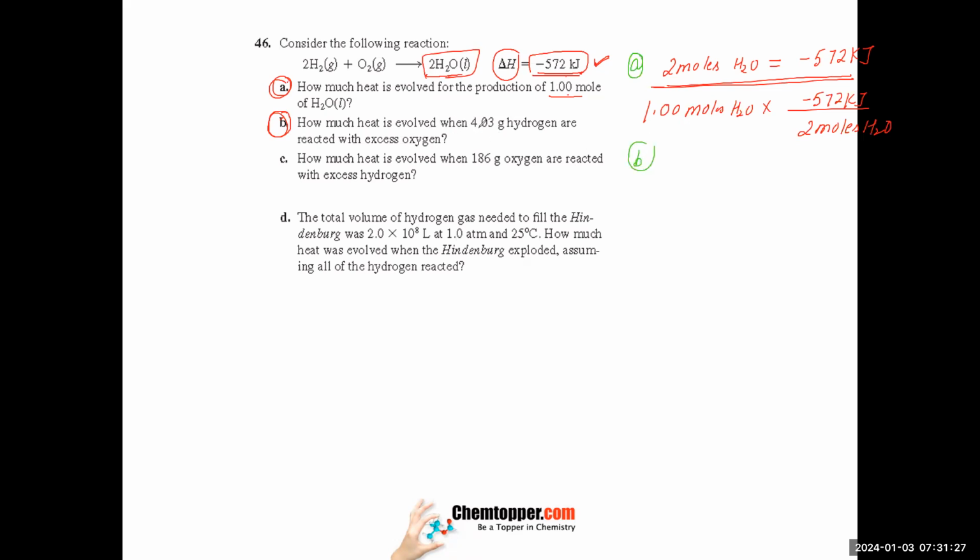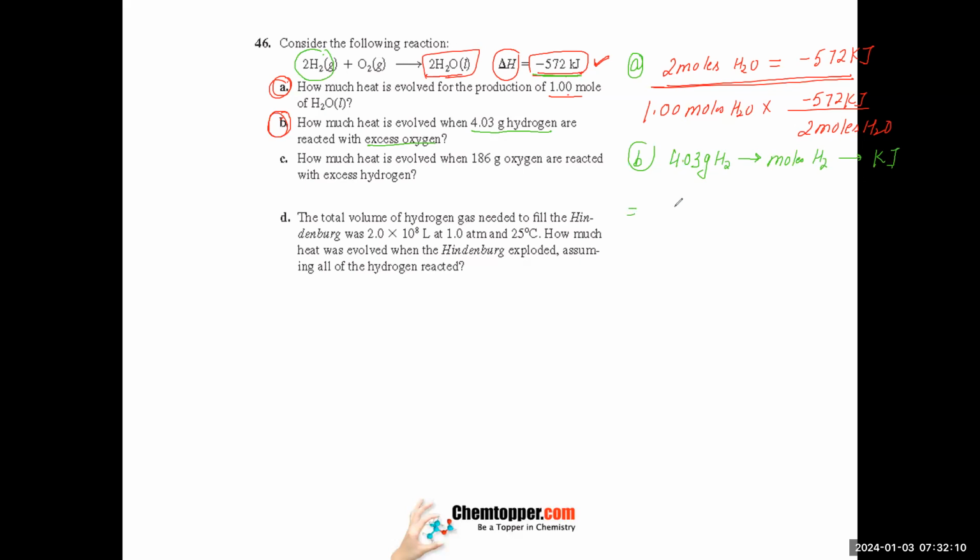How much heat is evolved when 4.03 grams of hydrogen reacted with excess of oxygen? So it's not a limiting reactant question, right? So you start with 4.03 grams of H2. Then what should I do with this grams of H2? You can read the equation. 2 moles of H2 can give you this much heat, right? So you go from grams of H2 to moles of H2, and moles of H2 to kilojoules.